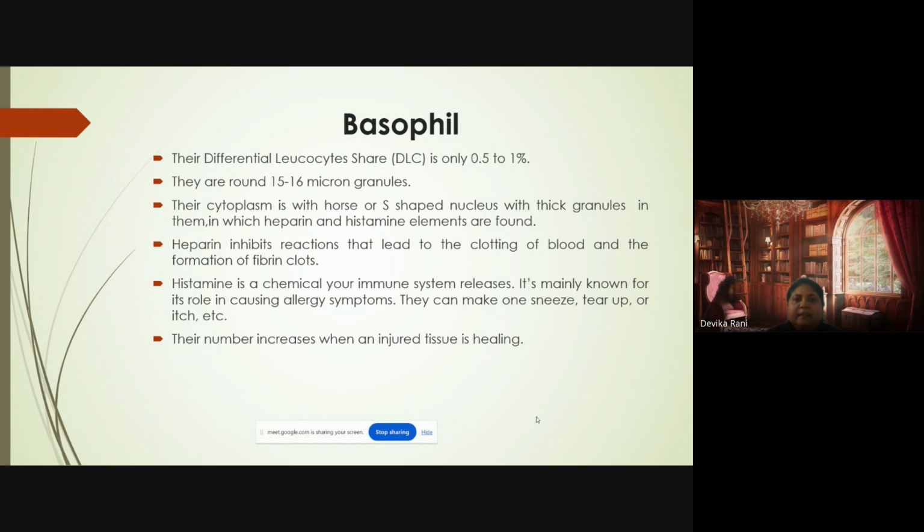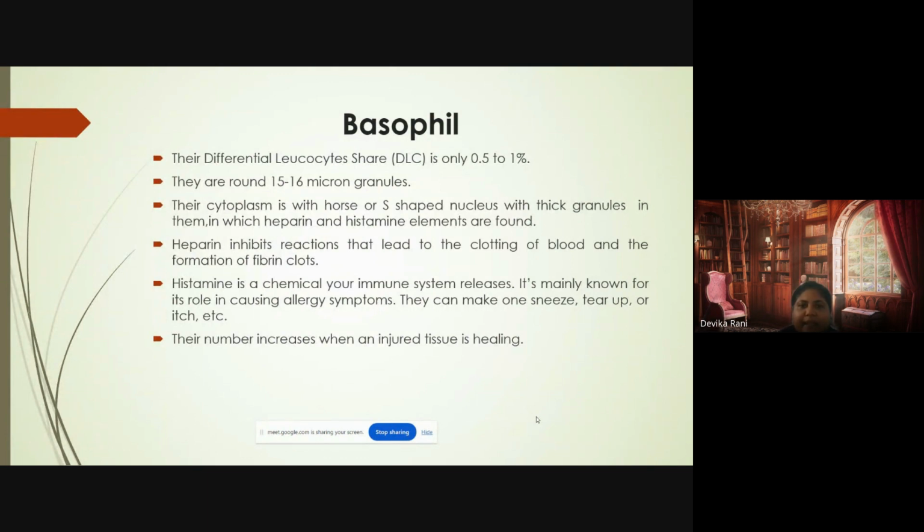In case of any issue, these elements are released from a basophil. So when is heparin released? Heparin inhibits reactions that lead to the clotting of blood and the formation of fibrin clots. So it does the opposite: rather than clotting, it will help in stopping the clotting. So it is also given in medicines which stop clotting.